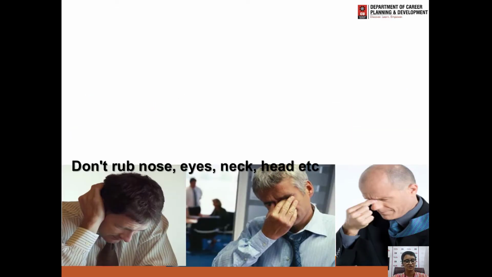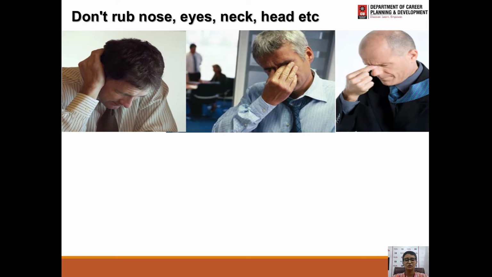Then come your gestures. When we say gestures, sometimes we keep fidgeting with the pen in our hand, and we keep rubbing our nose, and then we keep doing like this, and then neck scratching. All this gives a message that you are either not interested in the group discussion or maybe not confident. So please don't use such body language gestures, which give a message to the interviewer that you are highly unprofessional.